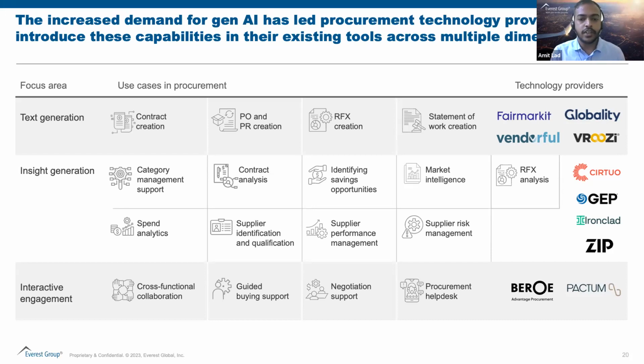And also in insight generation, one of the examples can be contract analysis or spend analysis, where for contract analysis, one of the tech providers we see in the market is Search.io, or for category management, we are seeing Search.io, and for contract management, we have someone like Ironclad, who are already using generative AI capabilities, and they are enhancing the support that they can provide to their clients via GenAI. And also on the interactive engagement side of things, whether it be cross-functional collaboration or negotiation support, as we spoke before, there are a few providers like Bureau, Pactum, etc., who are doing some work in this field currently.